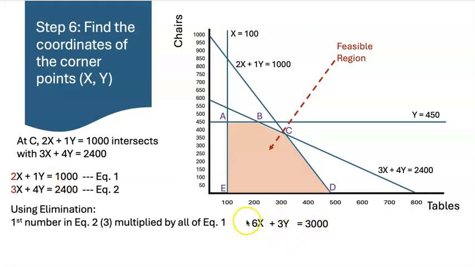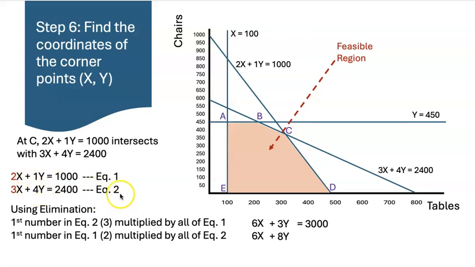So we have done that. Next, we take that first number in equation 1, that 2, and use it to multiply all of equation 2. So 2 times 3x is 6x, 2 times 4y gives plus 8y, equals 2 times 2400, which is 4800. Alright, so once we have that, we are ready to do our elimination.